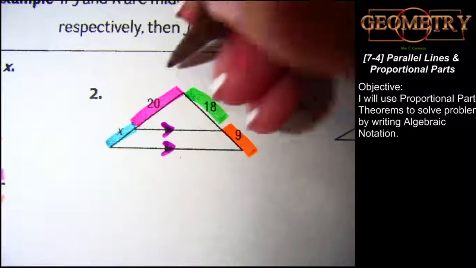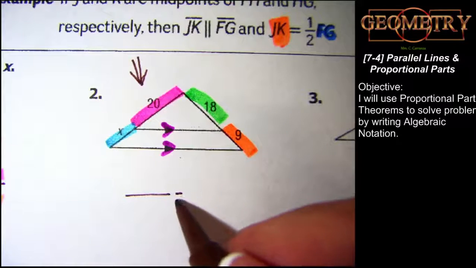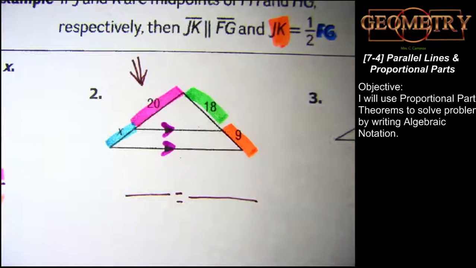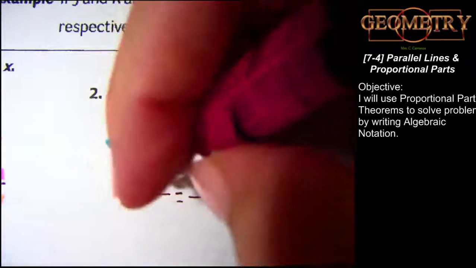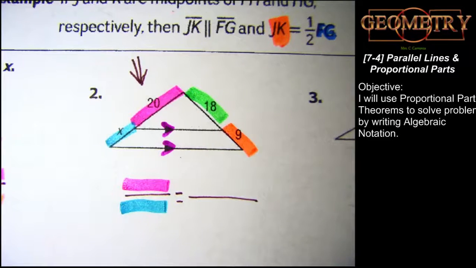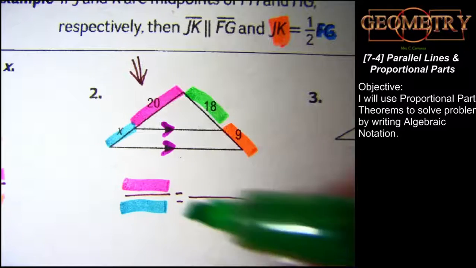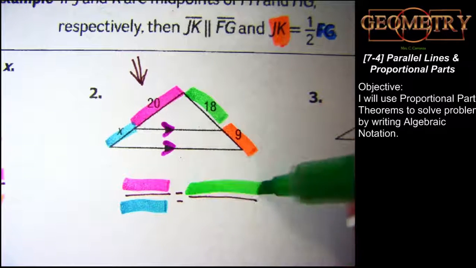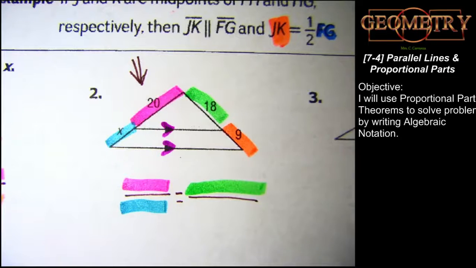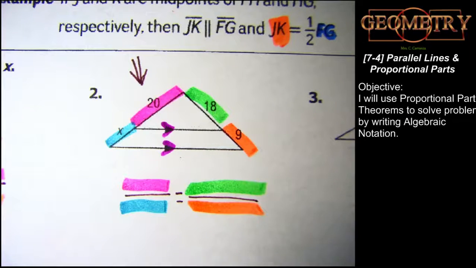And again, remember that everything on the same side of the triangle will go together on a fraction in my proportion. And everything in the same location of the triangle will go in the same location of the fraction of the proportion. So that's the only thing that's important, is that you make sure that those match up in that way.